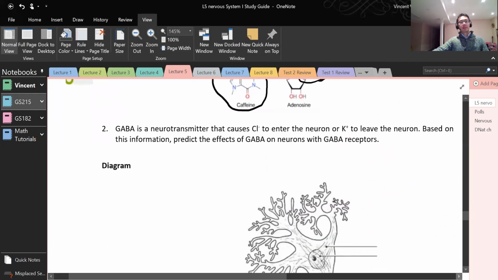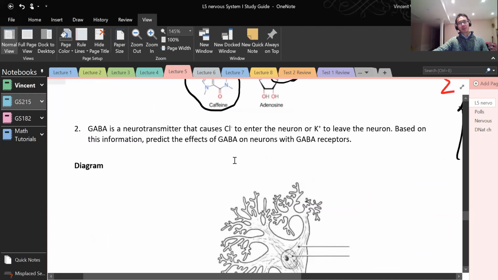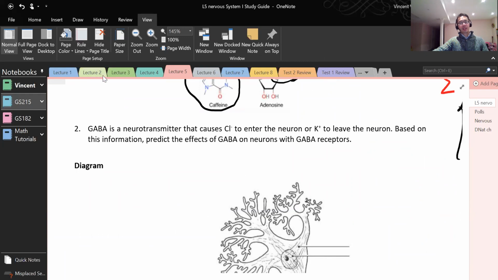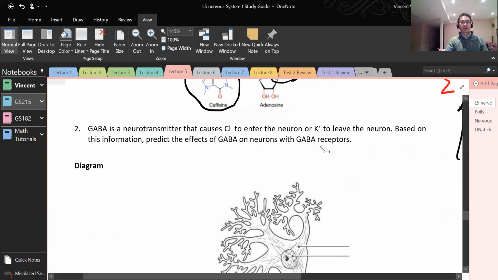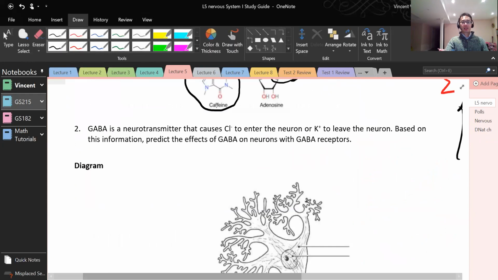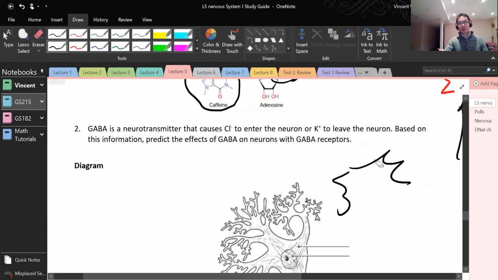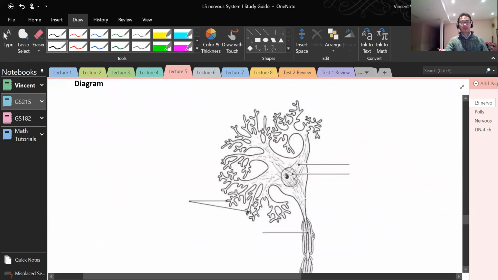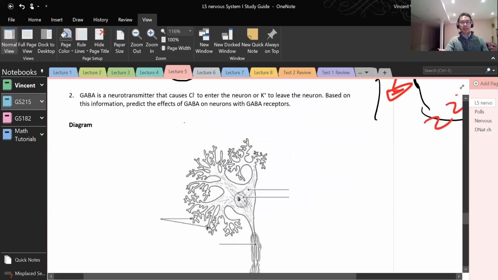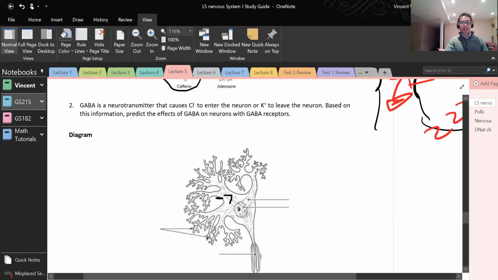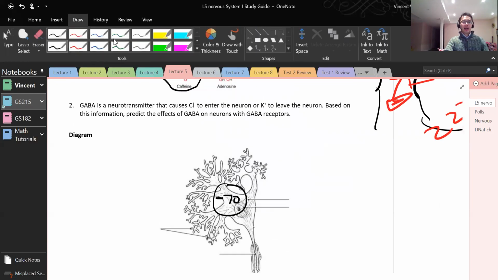Number 2. GABA is a neurotransmitter that causes chlorine to enter the neuron or potassium to leave the neuron. Based on this information, predict the effects of GABA on a neuron with a GABA receptor. Okay, so let's take a look at this. I'm just going to use this neuron. Okay, so normally the resting potential is -70, right? You should know that by now. We've been talking about it the whole day.